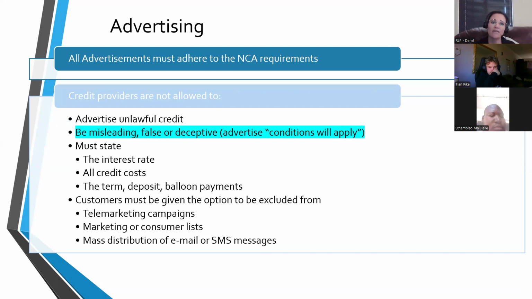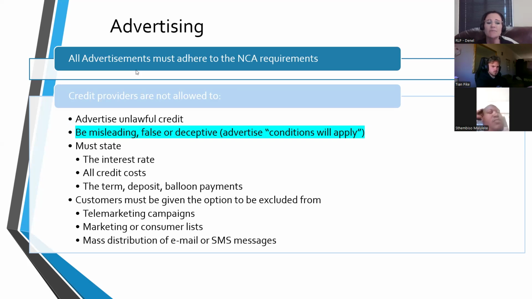And then the following are the rules of the NCA when it comes to ads, okay? Credit providers are not allowed to advertise unlawful credit. None of the advertisements may be misleading, false, or deceptive. So if they only say conditions apply, it's not allowed, because what are the conditions, okay? If they sell an installment, they have to disclose the interest rate, the credit cost, the term, the deposit, and the balloon payment that they use to calculate that specific installment.